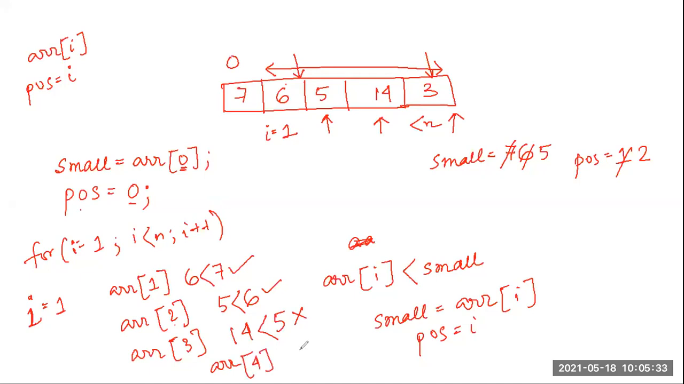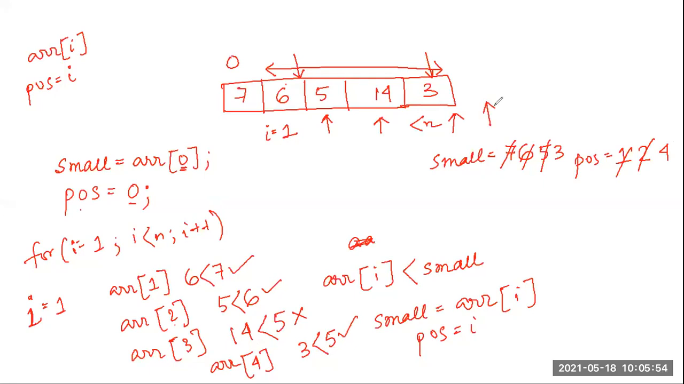What is there in arr[4]? 3. Is 3 less than 5? Yes. Since 3 is less than 5, I will update the value to 3, and since this is the position, I will update the index position also. Again i plus plus will point here.